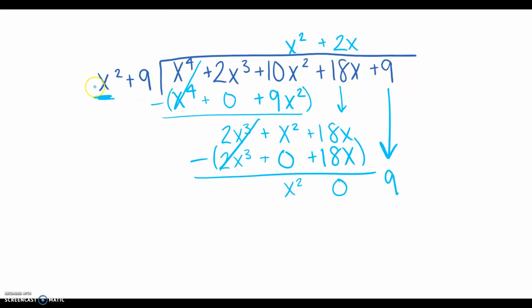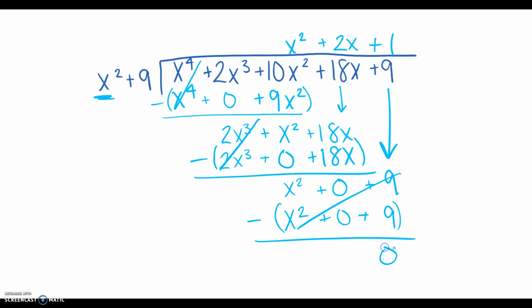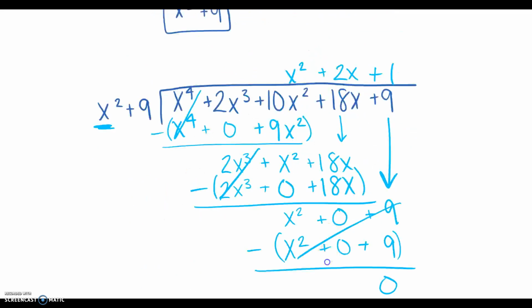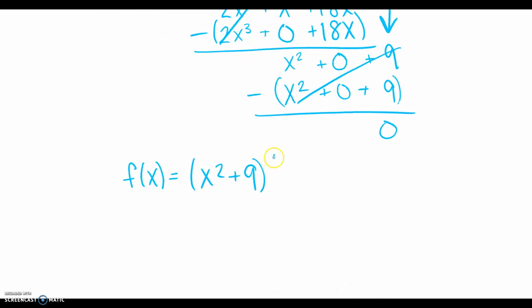What multiplies by x squared to get x squared? That's going to be 1. And then we subtract. So you don't have to have zeros if you don't want. These all cancel. We get a remainder of 0. So because it's a completely factor, we need to go down and rewrite this. So we have f of x equals x squared plus 9, because we knew that that was one of the original factors, times x squared plus 2x plus 1.